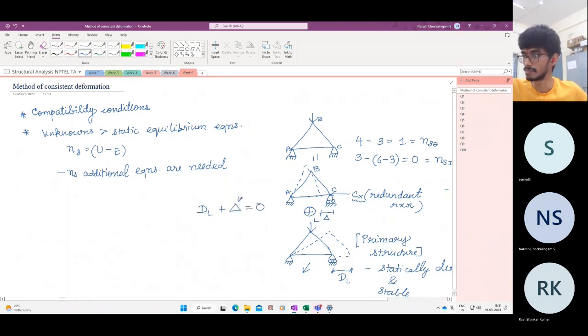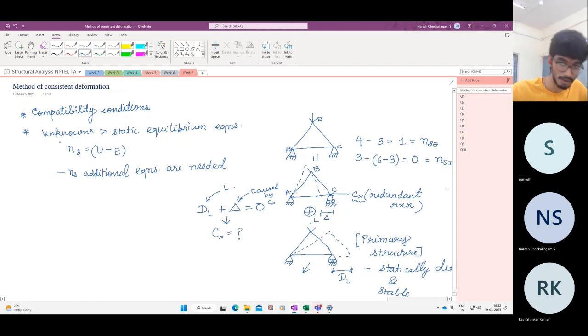So delta is caused by the reaction Cx, and dl is caused by the applied load. Now this will be a function of Cx. So what are the unknowns in this? This is a known function of Cx. This is a known number. So with this additional compatibility equation, we can determine what is Cx.